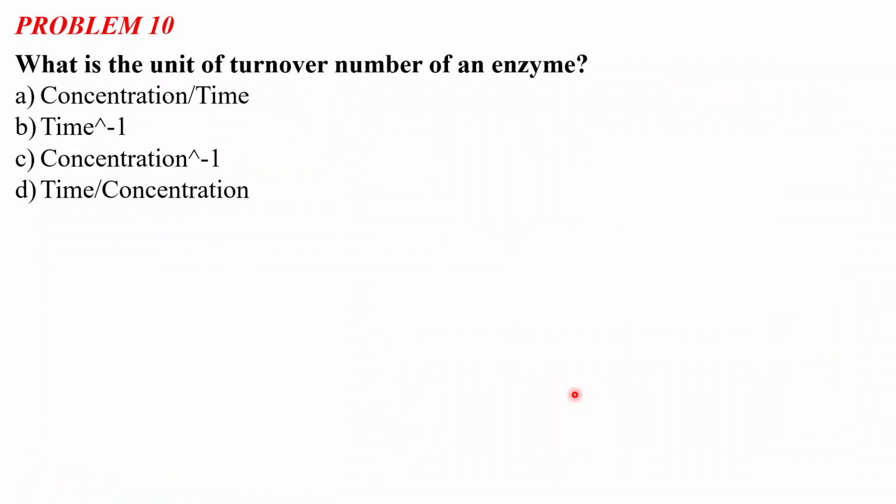What is problem number 10? It says, what is the unit of the turnover number of the enzyme? Your options are A, concentration per time, B, time inverse, C, concentration inverse, and D, time per concentration. Turnover number is a very important parameter of enzyme activity. Now you have to identify what is the unit of this turnover number of the enzyme.